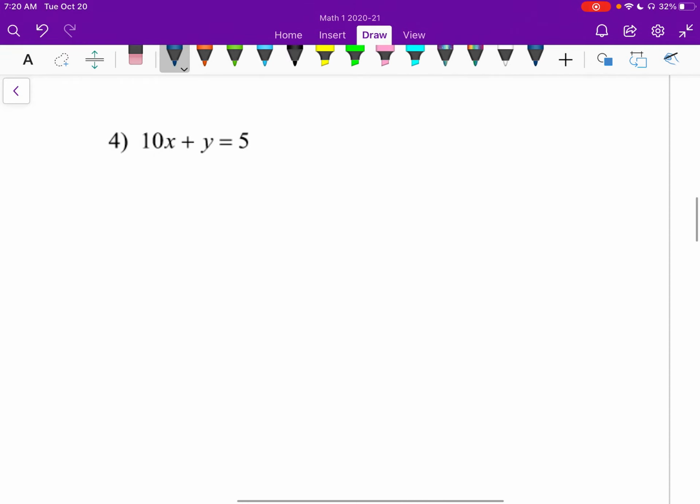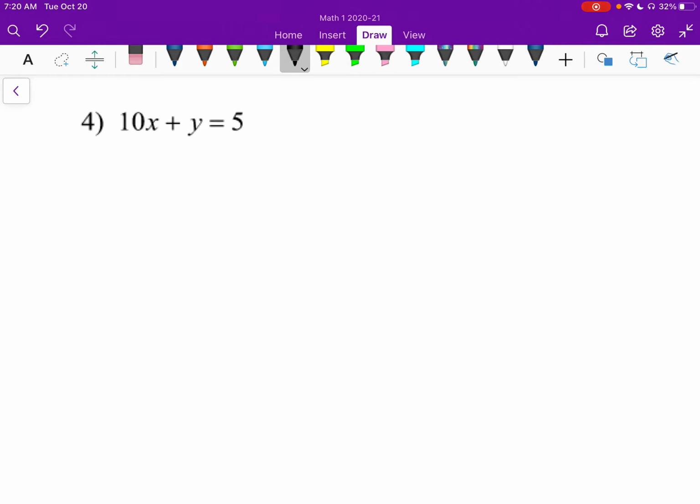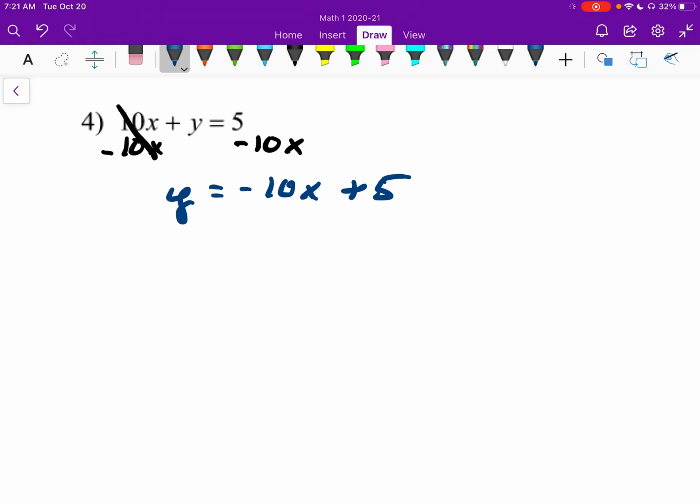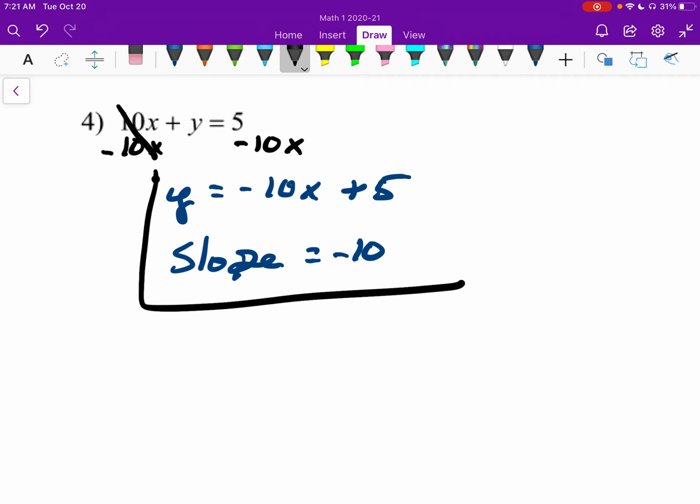All right, number 4. How can we get this to be y equals? Let's subtract our 10x, minus 10x, minus 10x. They cancel on the left, and I'm going to be left with y equals, and I'm going to put my x's first, negative 10x plus 5. And that's slope-intercept form. Now we just need to say, well, the slope is -10. And that's our answer.